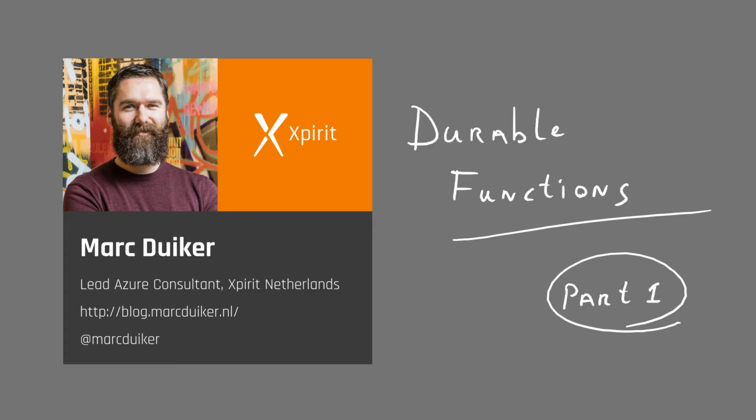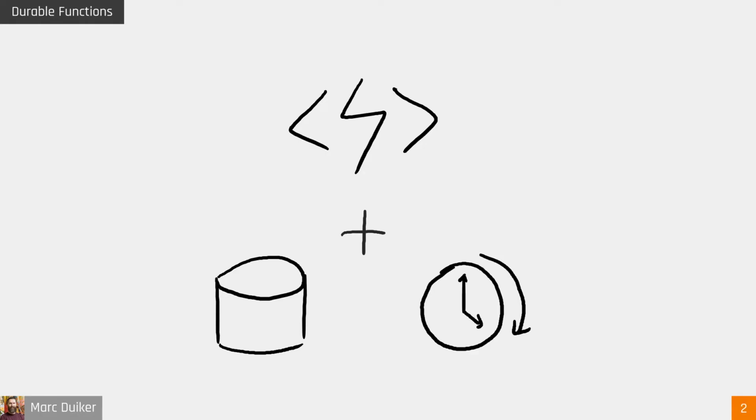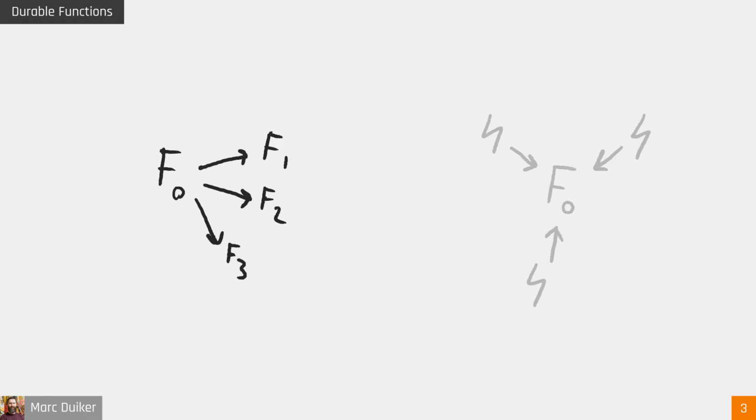Hi, in this video I'd like to talk about durable functions. Durable functions is an extension on Azure Functions, which allows you to write stateful and long-running orchestration functions. This opens up quite some new scenarios. For instance, you could have an orchestration function call other functions and wait for those results. Or you could have an orchestration function wait for external events.